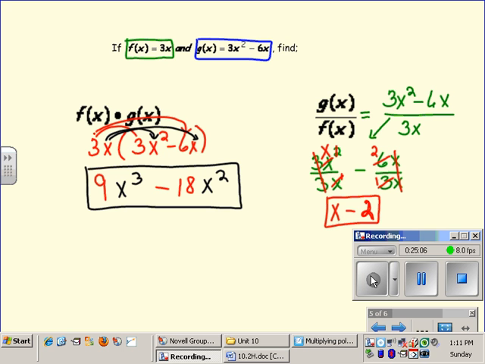The important things that you need to remember is that you need to watch your negative signs so that you don't make things that are positive that should be negative. And then basically you just distribute the things on the outside of the parentheses to everything on the inside of the parentheses.